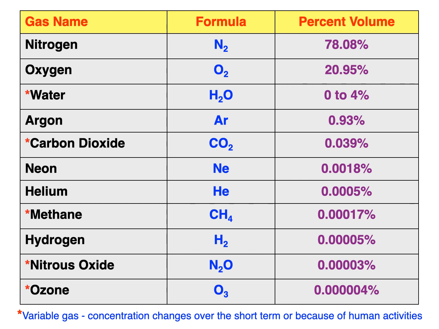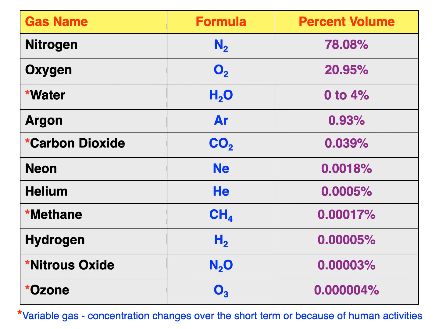then neon at 0.0018%, helium at 0.0005%, methane at 0.0014%, hydrogen at 0.0005%, nitrous oxide at 0.00003%, and the last gas on our list is ozone at 0.00004%.